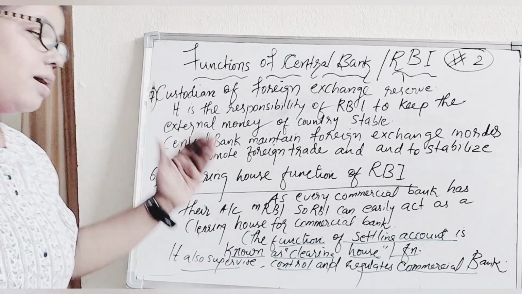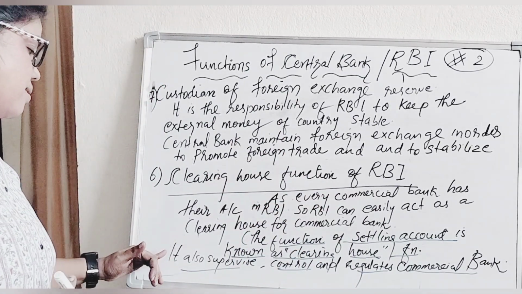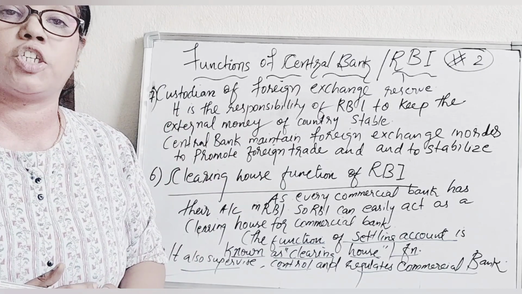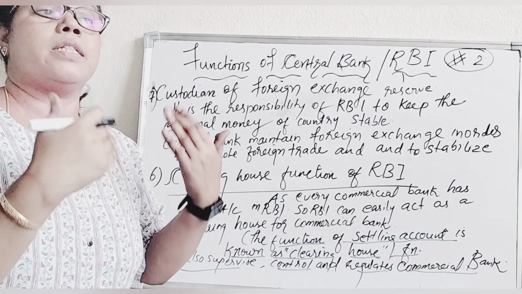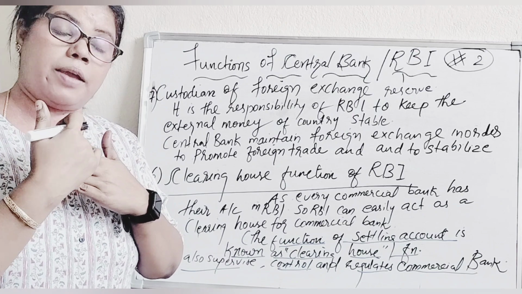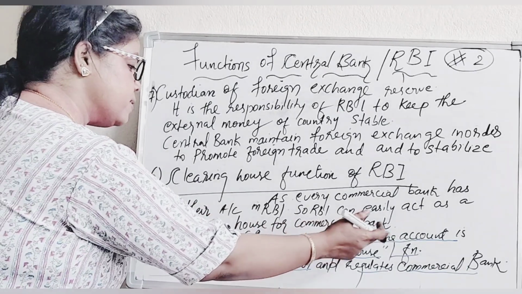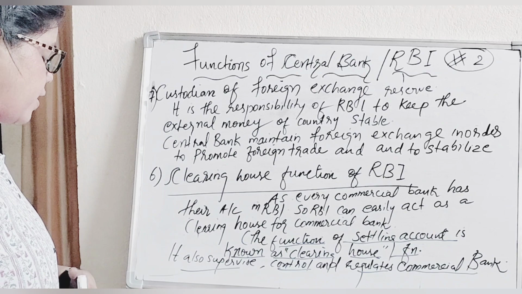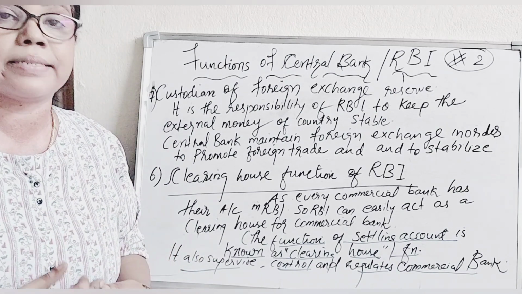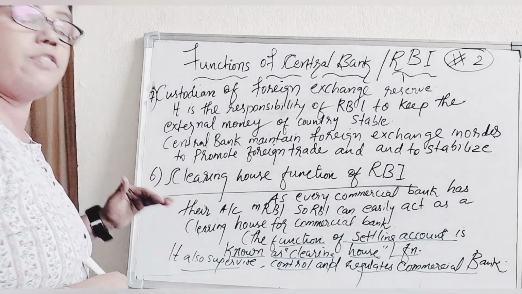What is exactly it? The clearing house function of RBI, the function of settling accounts, is known as the clearing house function of RBI. What is settling the account of a commercial bank? If anyone has borrowed a loan and the individual is unable to repay the loan, in that situation RBI can help out the commercial bank. That function of settling accounts is known as the clearing house function. This RBI also supervises, controls and even regulates the commercial banks. Understand? Through the process of the clearing house function. So this is the sixth function of RBI.